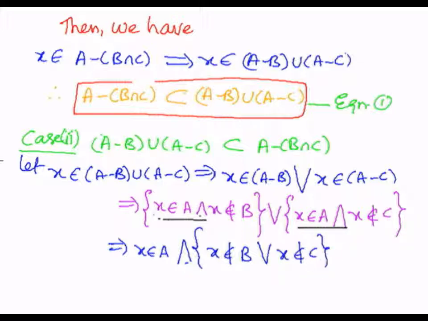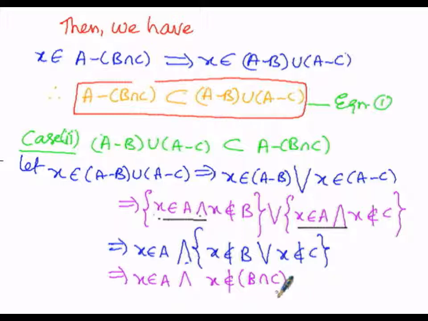Then the next logical step will be, that implies x belongs to A, and here x does not belong to B or x does not belong to C. In case instead of does not belong to, it was belongs to, we would have written x belongs to B or C, that is B union C. But here it is does not belong to, so the union becomes the intersection, so or becomes and, so B and C becomes the intersection of B and C.